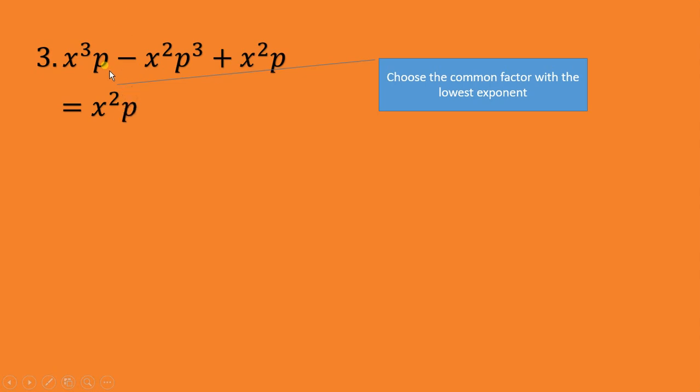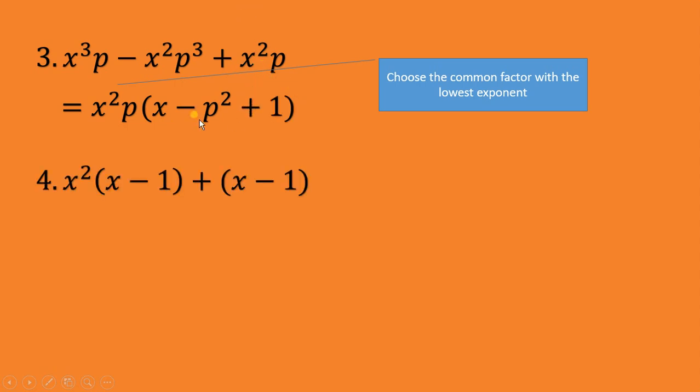Open up the bracket and divide each one into each term. So x cubed and x squared will have an x left, p and p will cancel. x squared will cancel, p and p, subtract 3 minus 1, we will have a p squared left. And x squared and x squared will cancel, p and p will cancel, so it divides into itself, and we will only have a 1 left. So that would be plus 1.